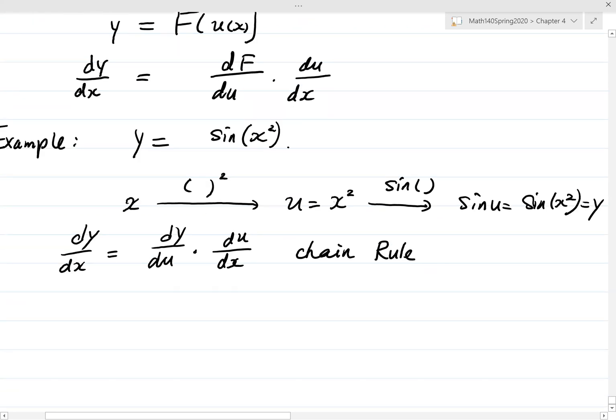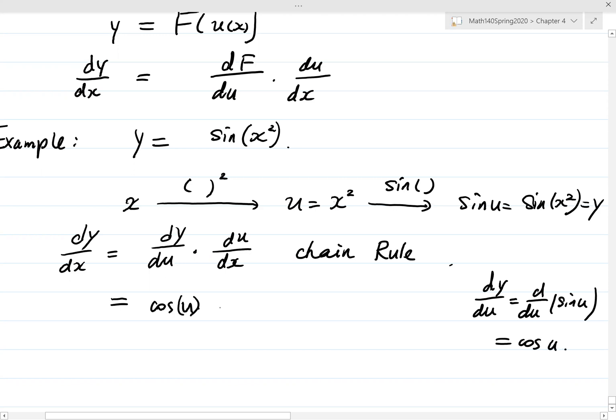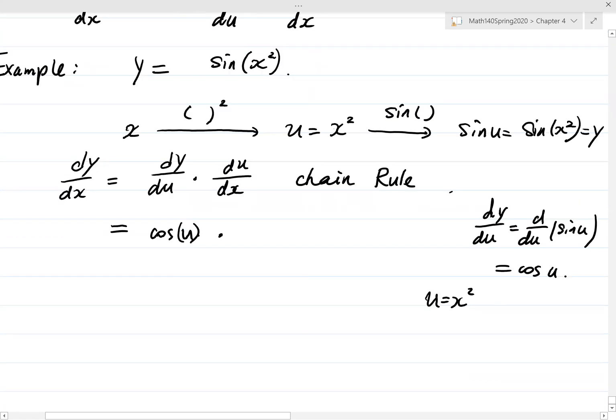Then what we get is dy over du. What is dy over du? Y is sine u, so dy over du is the derivative of sine u, which is cosine of u. So this is cosine of u multiplied by du over dx. U is x squared, so du over dx is twice x. Multiplying by twice x, we get 2x times cosine x squared.